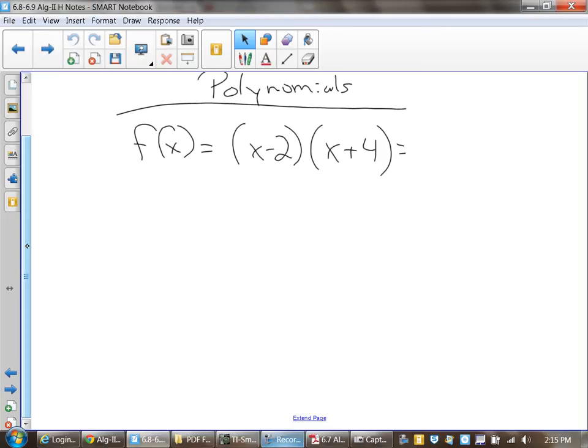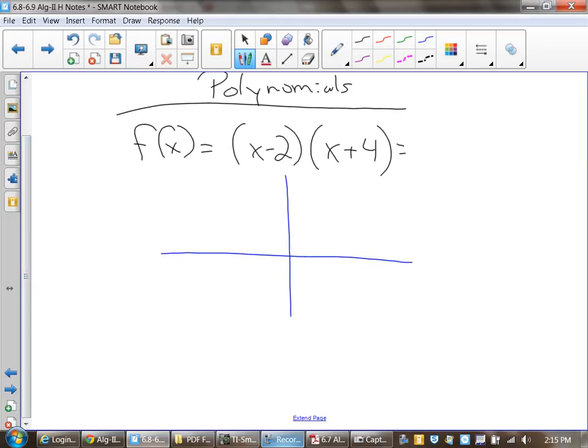So if my two zeros are at 2 and -4, what will the degree of my polynomial be? It's going to be 2. So I know right away, since there's 2 zeros, it's going to be a second degree. What does every second degree polynomial's graph look like? A parabola. It's either going to be up like a cup or down like a frown. Do you remember how to tell the difference? The A value.